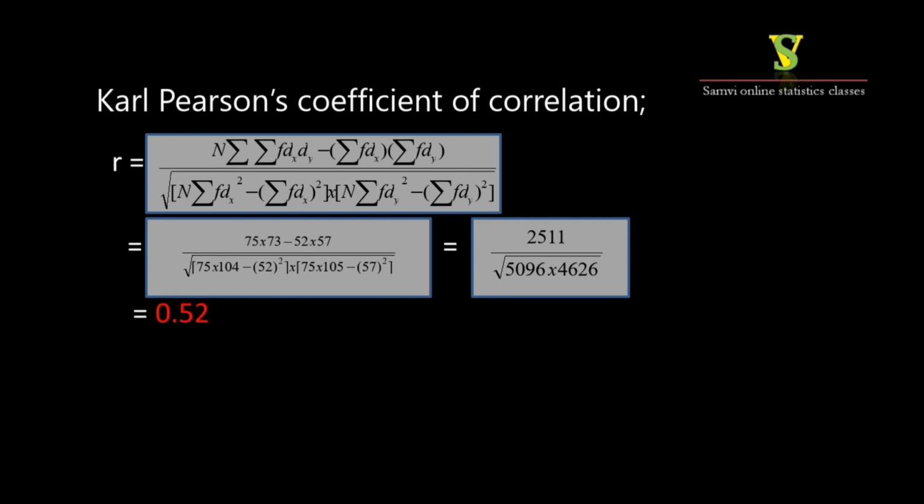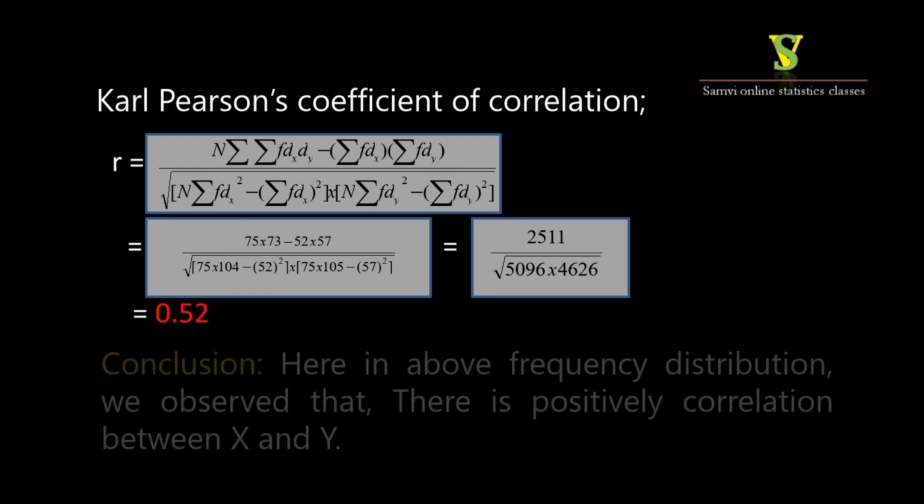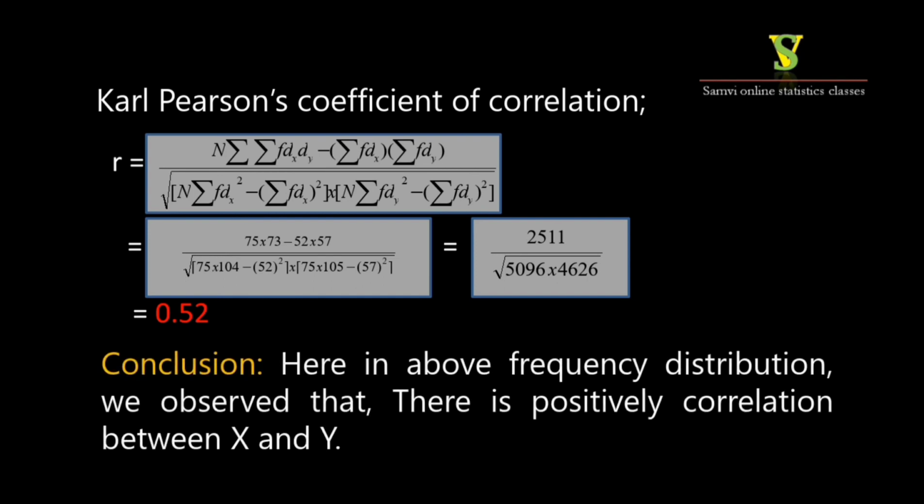0.52. So we can write the conclusion like this. Here in the above frequency distribution, we observe that there is a positive correlation between x and y variables. Understood?